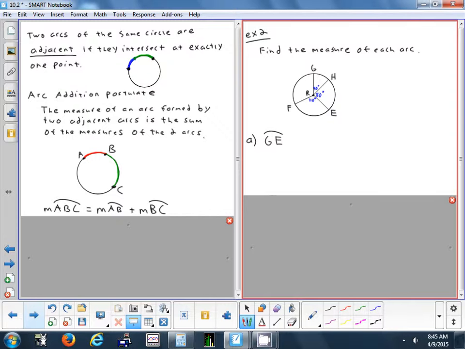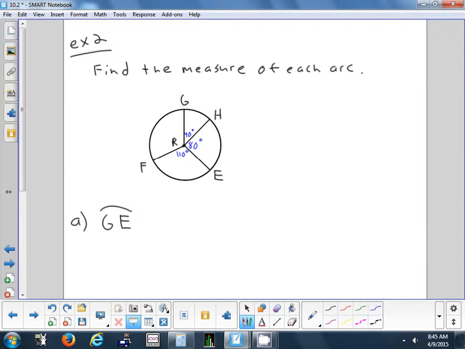Kind of like this one. I've got a circle with four different individual arcs in it: GH, HE, EF, FG. I'll make it a little bigger so we can see the angles. Angle GRH is 40, HRE is 80, ERF is 110, and FRG we don't know, but we could figure it out if we need to, keeping in mind what all the angles should add up to.